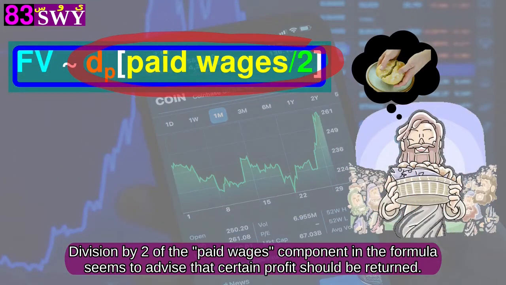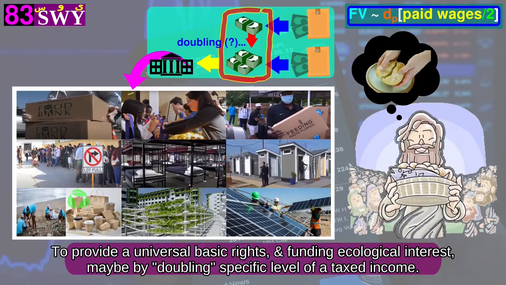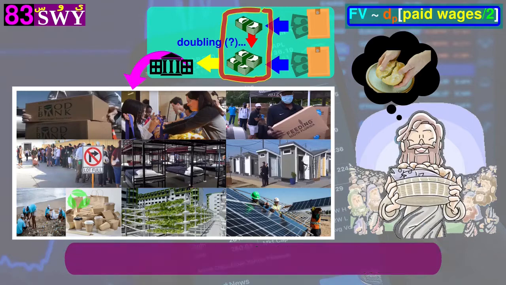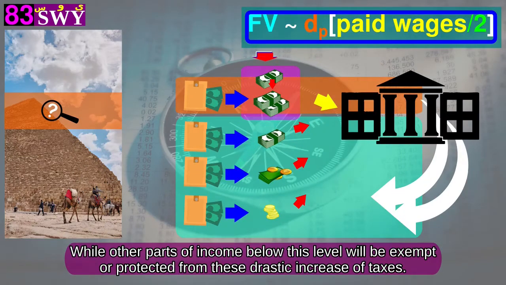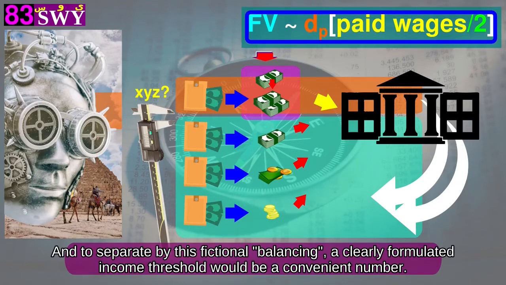Division by 2 of the paid wages component in the formula seems to advise that certain profit should be returned. To provide universal basic rights, and fund ecological interest, maybe, by doubling a specific level of taxed income. While other parts of income below this level will be exempt or protected from these drastic increases of taxes. And to separate by this fictional balancing, a clearly formulated income threshold would be a convenient number.